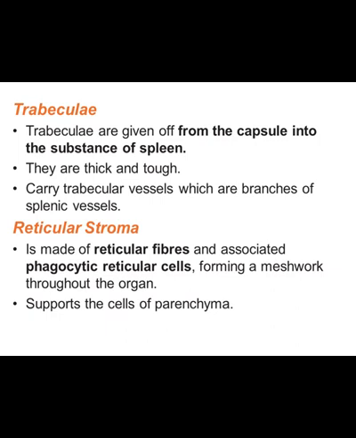The trabeculae are septa which are given off from the capsule into the substance of the spleen. They are thick and tough. They carry trabecular vessels, which are branches of splenic vessels. The reticular stroma is made of reticular fibers and associated phagocytic reticular cells, which form a meshwork throughout the organ. And this reticular stroma supports the cells of the parenchyma.